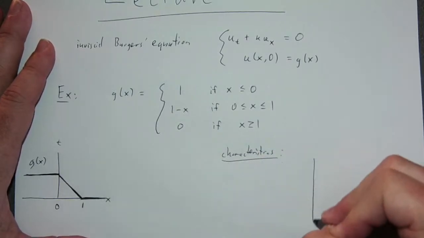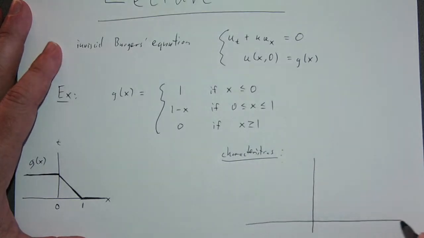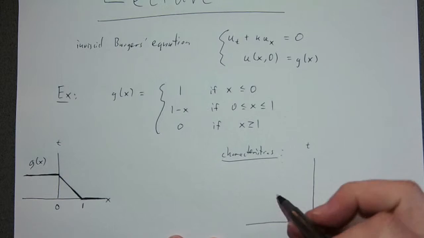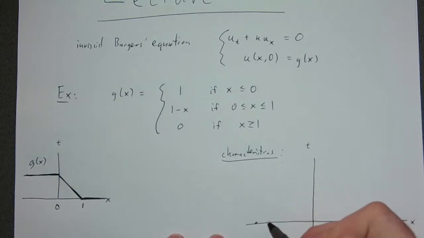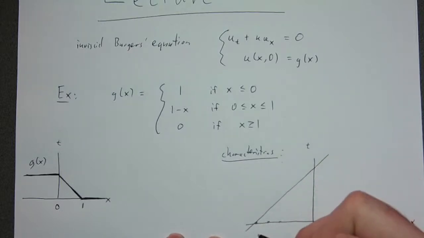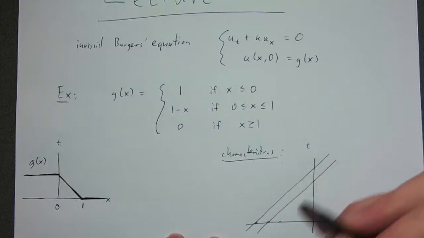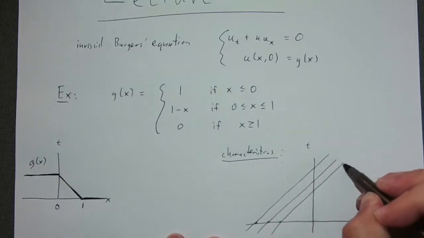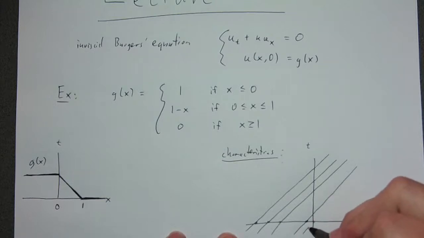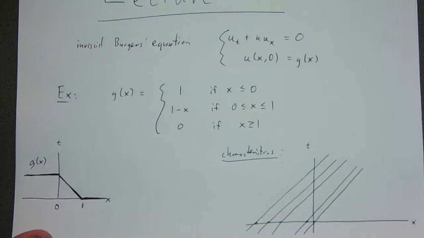So let's draw the picture. Here is my x-axis, here's my t-axis. And so what is it that's going on? Any of the characteristics emanating from points like here, again, as I said, they're going to have slope 1. And maybe I'll draw one a little closer. In fact, maybe I'll even draw one at 0. Okay. So that's what those characteristics look like.